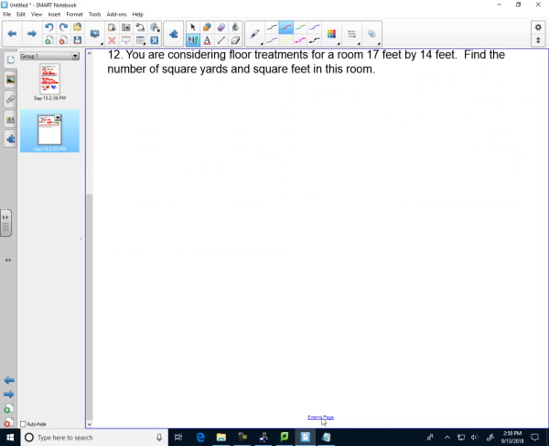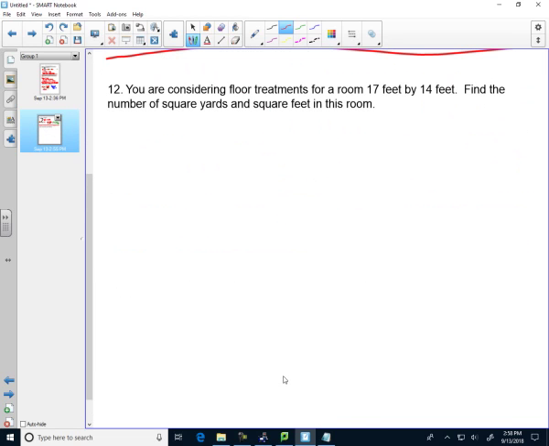All right, we are considering floor treatments for a room 17 feet by 14 feet. By floor treatments, we could be talking carpet. Carpet is typically sold in what type of units? Square yards. Or we might be looking at some sort of hardwood or tile, and that's usually sold in units of what? Square feet. Okay, so we got to know both these, don't we? Well, we start out with units of feet, so let's figure that one first.